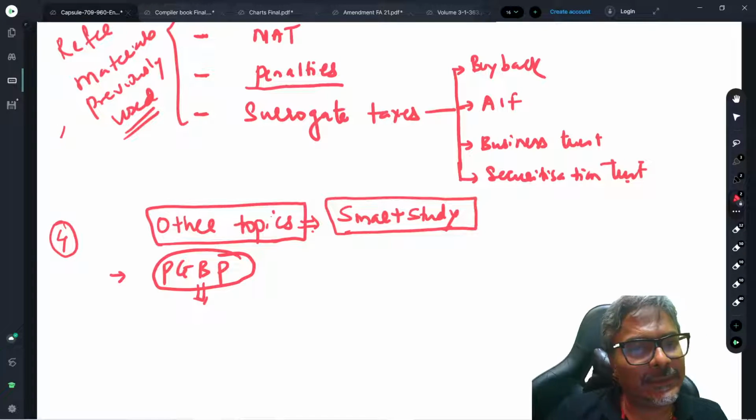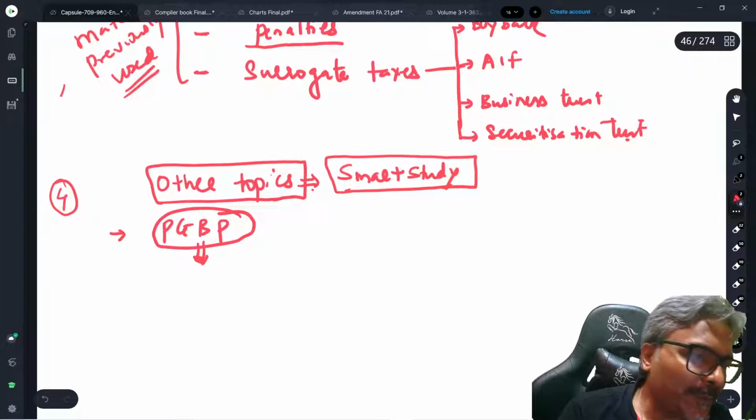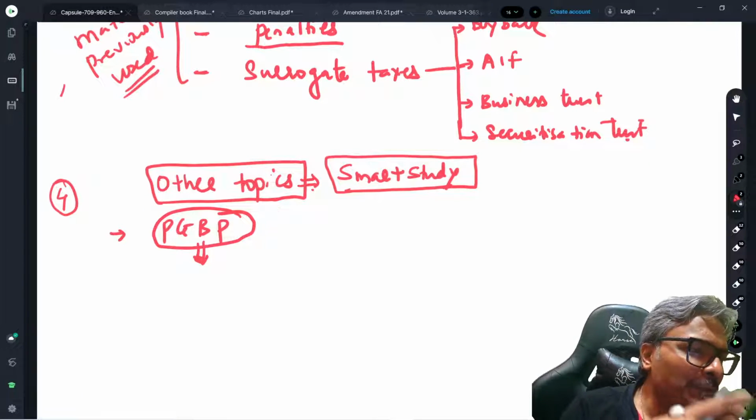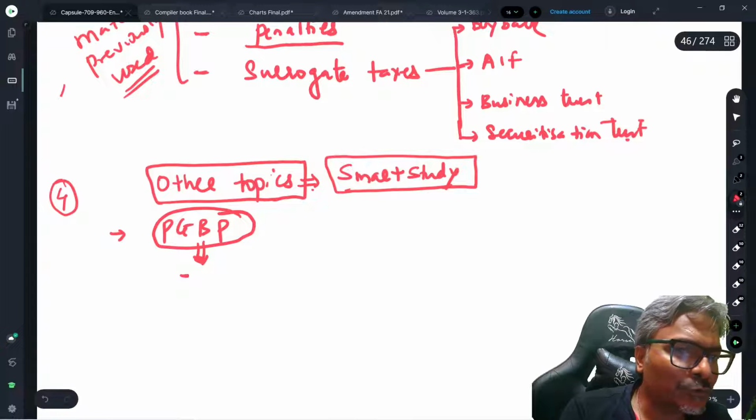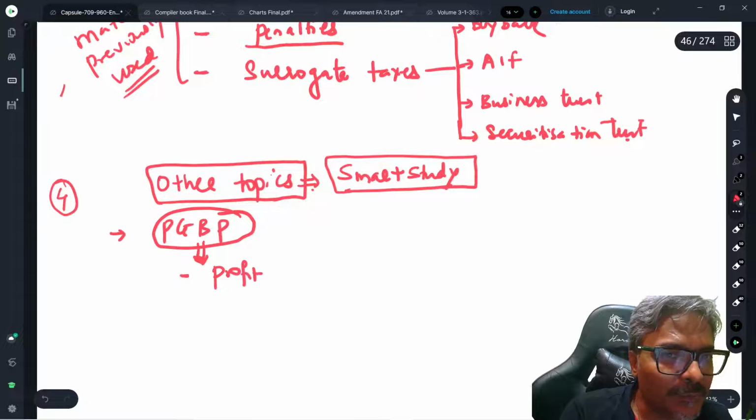Now, students, let's come to this one. PGBP. Now, in PGBP, students, please ensure this topic has not been targeted for quite a long time. What is the topic? This profit linked deductions.